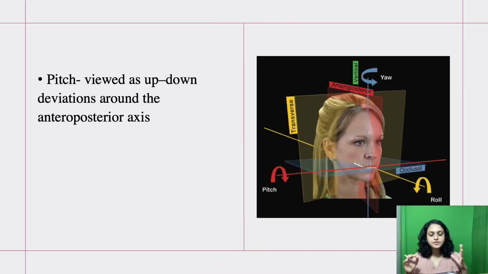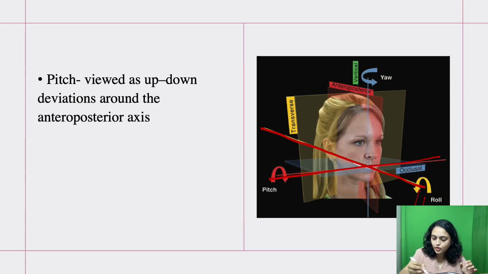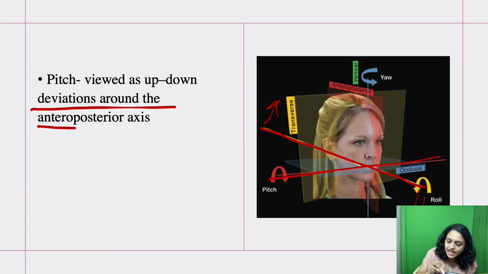So to summarize, what is pitch? Pitch is the upward or downward deviation along the anteroposterior axis. This image can be a little misleading. I'll just tell you how it works. You can see pitch is in red, roll is in yellow, and yaw is in blue. So this yellow line is the anteroposterior plane. Pitch is the rotation perpendicular to this plane. You can see, that's why it has been mentioned in red color. This line, movement of this up or down, is called as pitch.